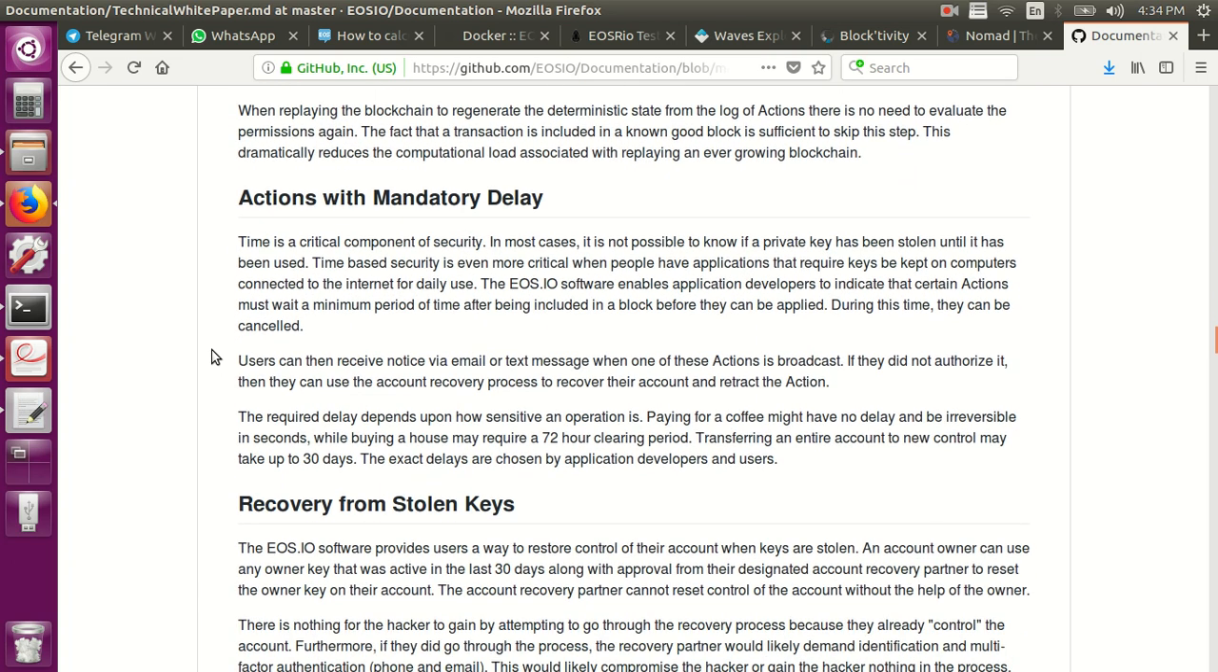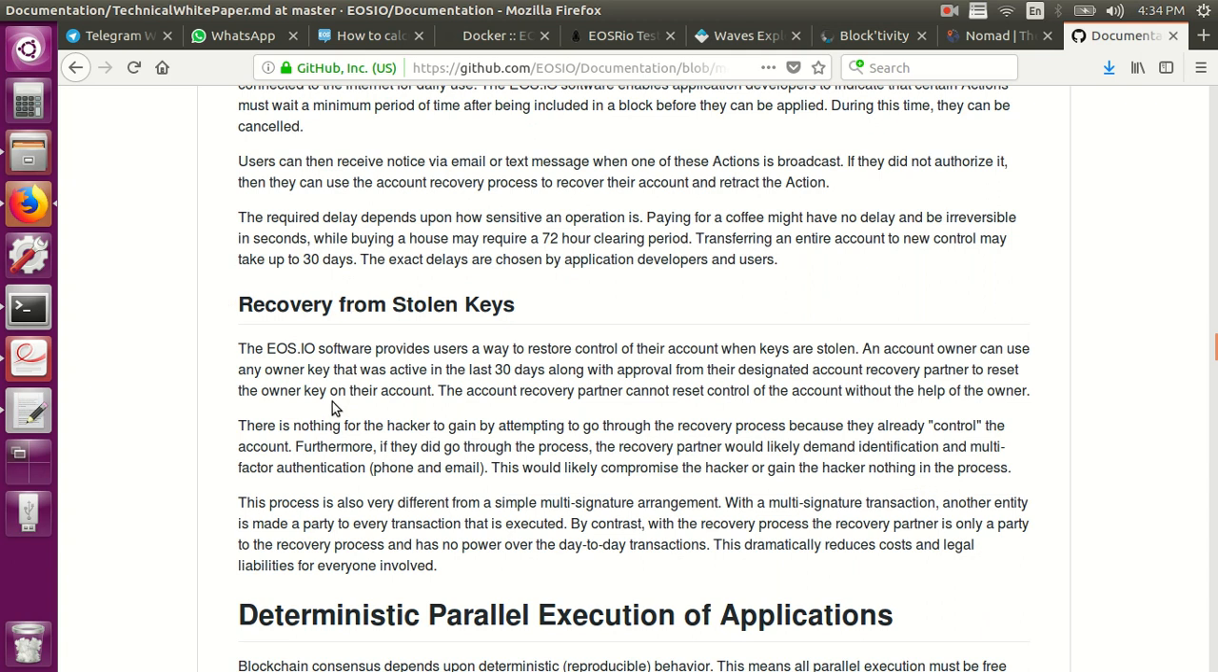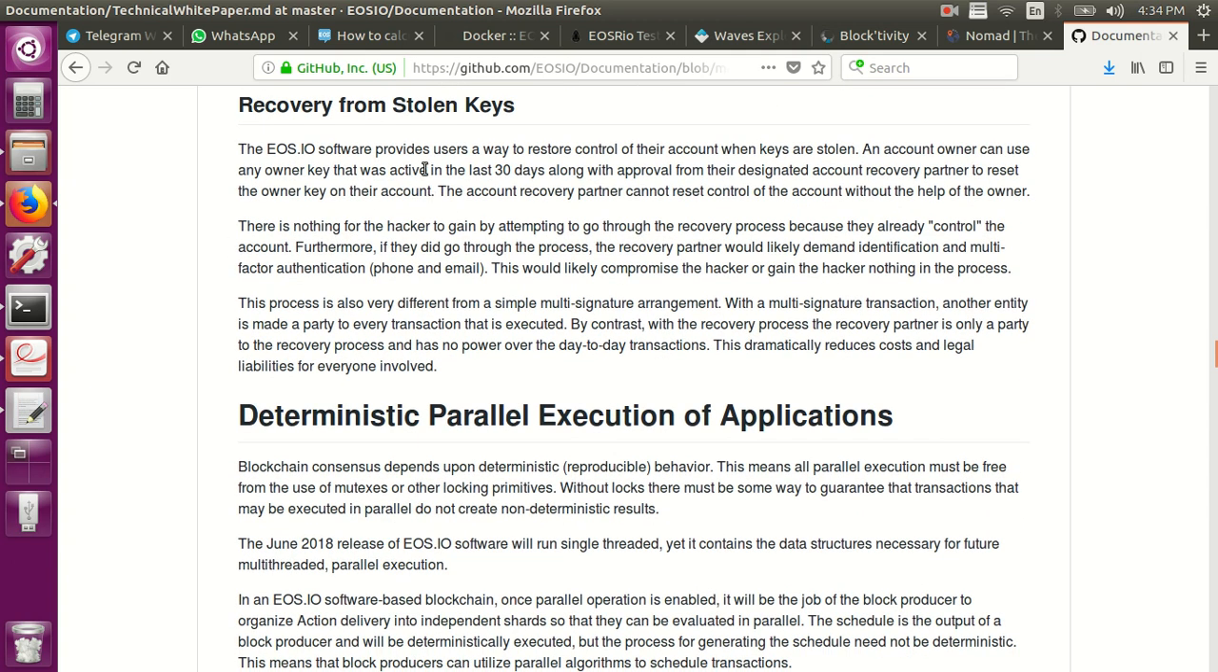Let's see, what else do we have here? Oh, here it is, recovery from stolen keys. So, like I said here, 30 days, it looks like. I think you can set that to whatever value, but someone can actually come in and save your account if you get hacked.